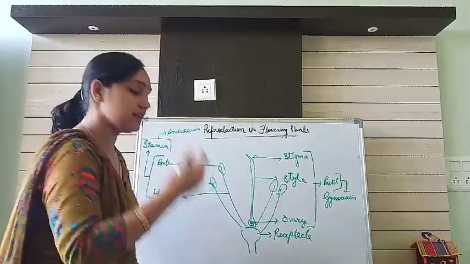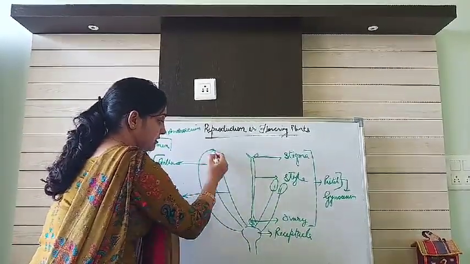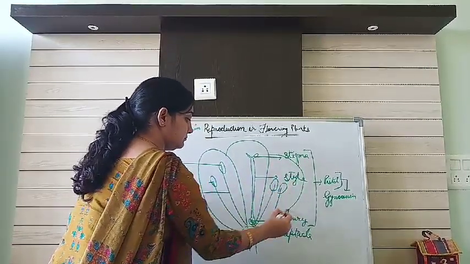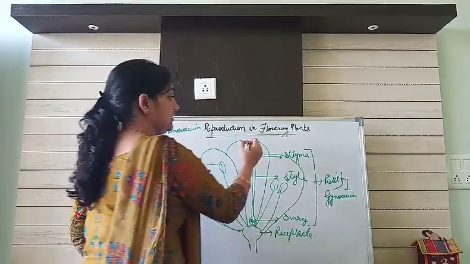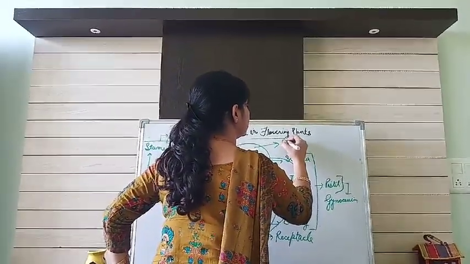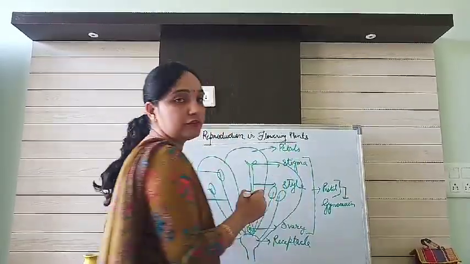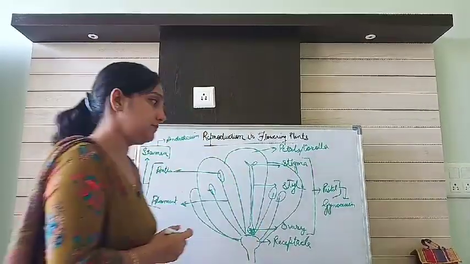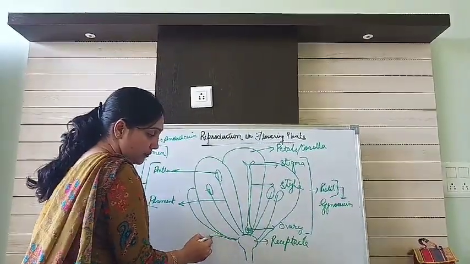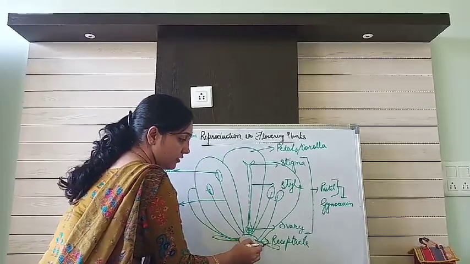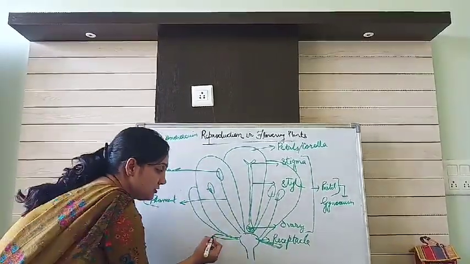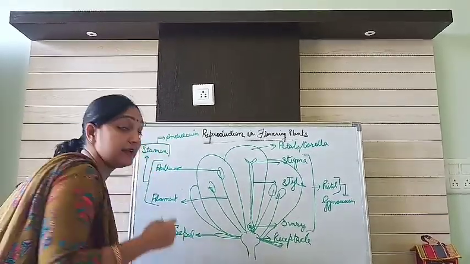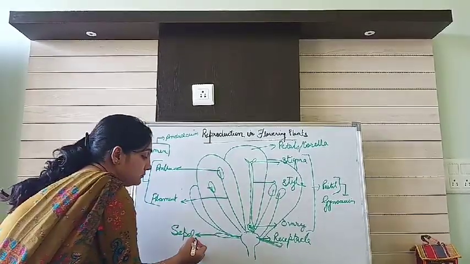Right? Now come to the outer side again. Here we have such structures. These are the petals of the flower, together called corolla. Now at the bottom we have green colored structures called sepals, and together the sepals are called calyx.